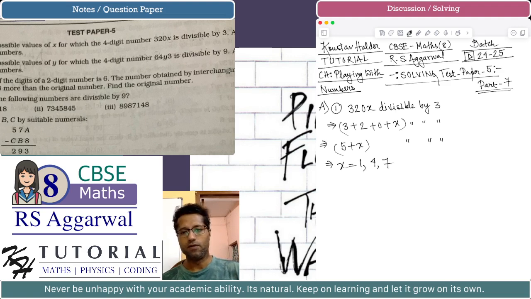Now, after 12, what is the next number which is divisible by 3? That is 15. Now, 5 plus x cannot be 15, because for that x has to be 10, but x is a digit whose value is 0 to 9. So, the maximum value that x can have is 7, such that 5 plus x is divisible by 3. So, the possible values of x are 1, 4, 7.